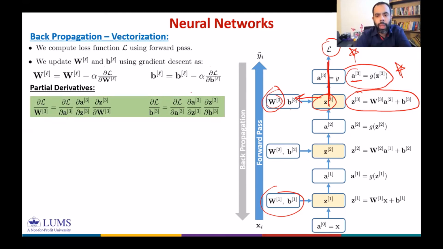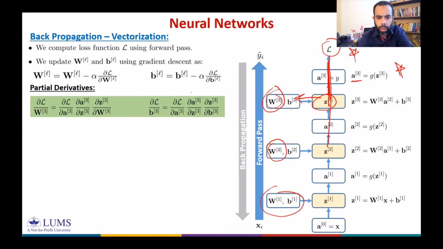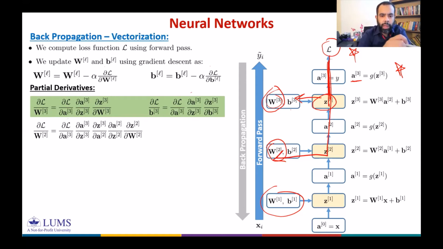If I ask you to express the partial derivative of the loss function with respect to W2, how would you proceed? You start from the loss function, your target is W2. You move in this direction and you move here. So partial derivative of loss with respect to A3, partial derivative of A3 with respect to Z3, partial derivative of Z3 with respect to A2, partial derivative of A2 with respect to Z2, and now partial derivative of Z2 with respect to W2.